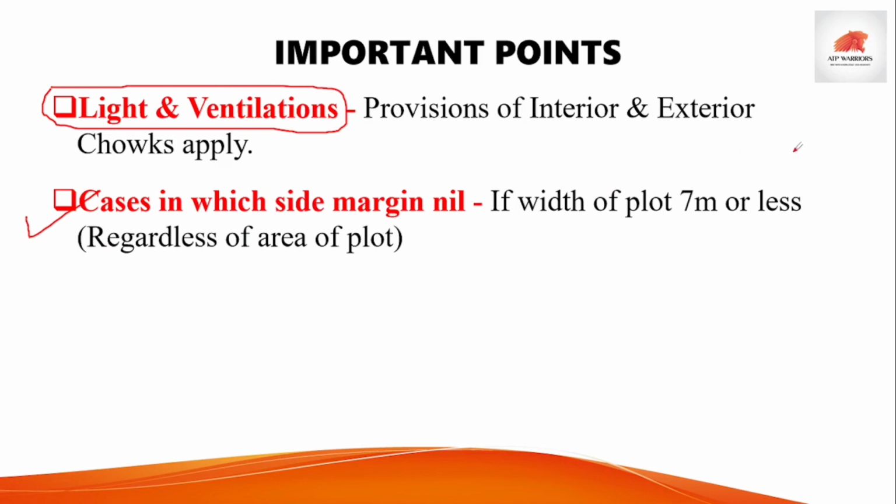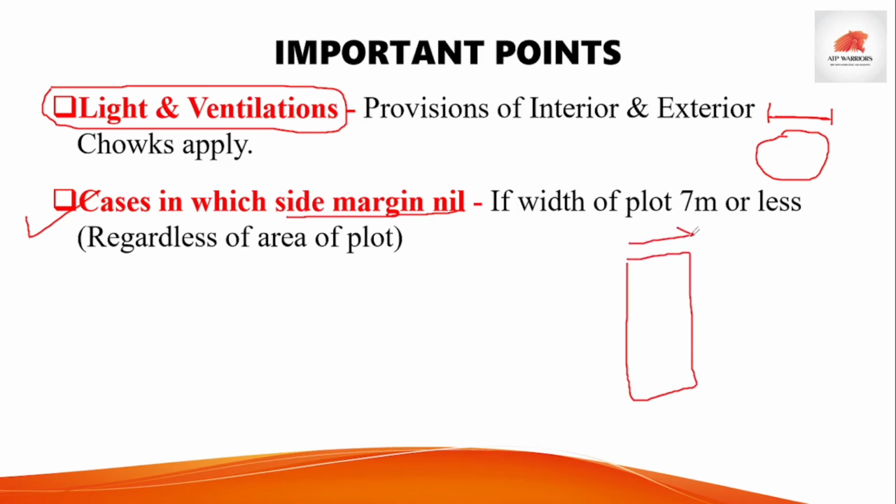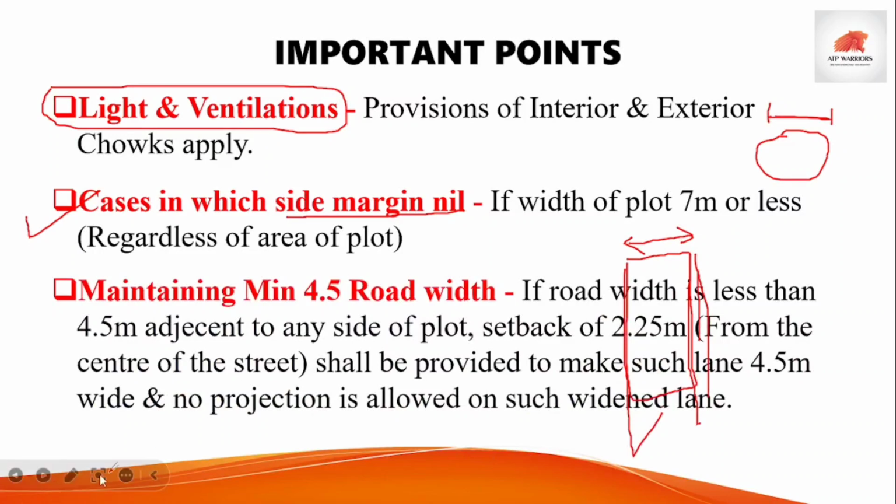Suppose you have a plot, whatever be the area of this plot, if the width of the plot is 7 meters and below, then there is no side margin required for that plot, okay. Suppose your plot is 2000 square meters or 1000 square meters, and if its width is below 7 meters, then you need not keep any side marginal distances, okay. So this is a very important point. So the next, let me clear this first.